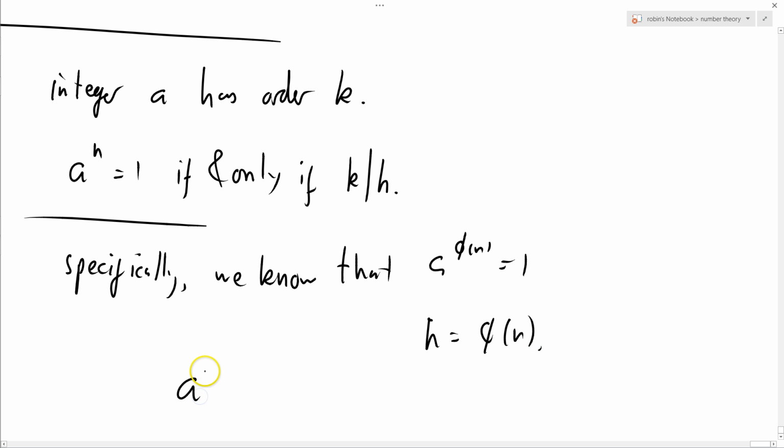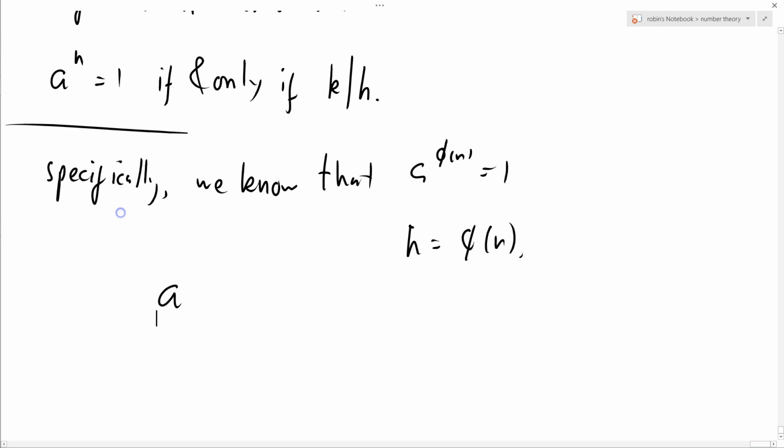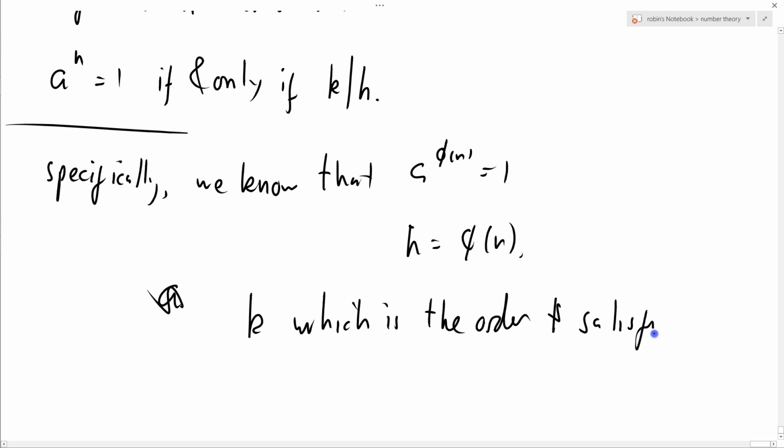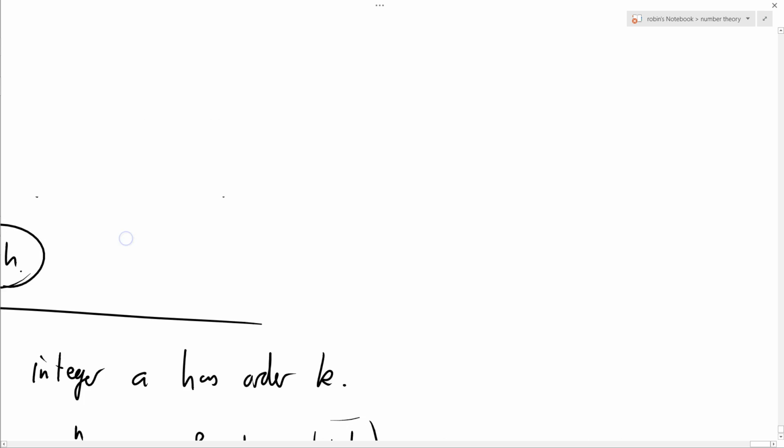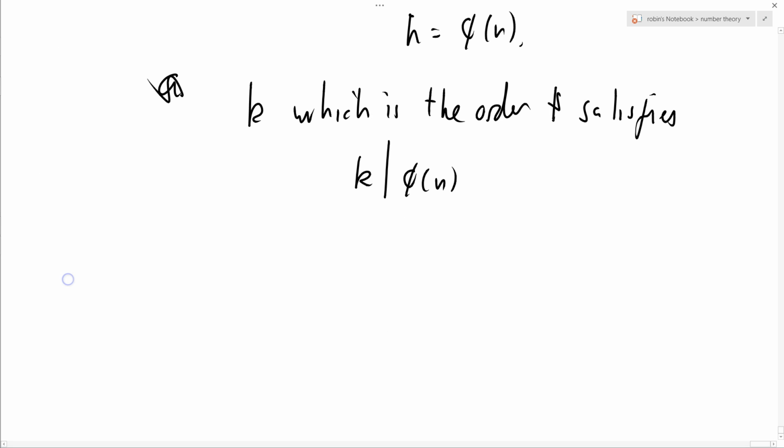So k, which is the order, satisfies k divides phi of n. Okay, because I'm using k divides h. So that's quite a nice little theorem, that. So let's try using that.